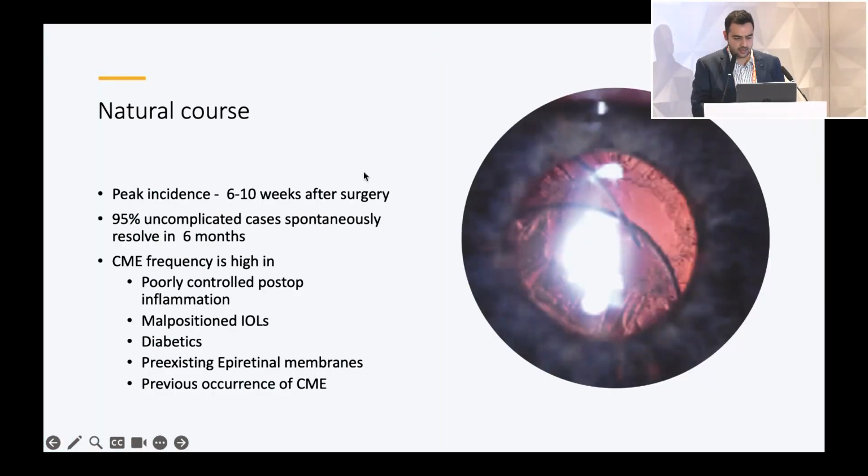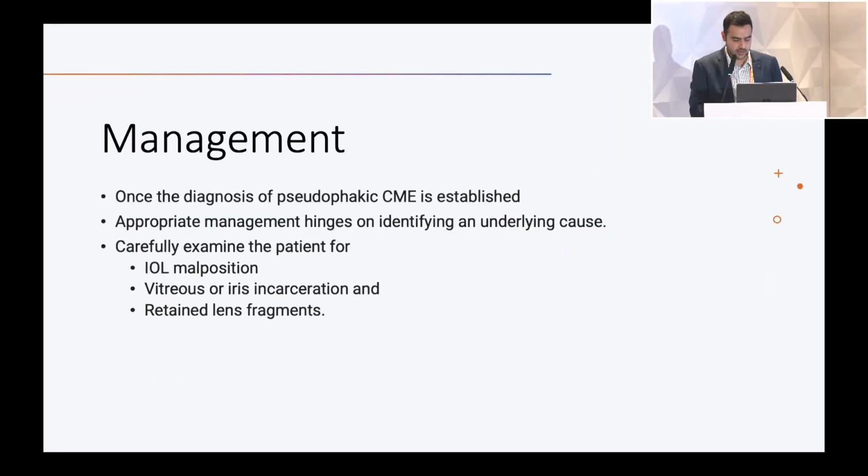So what is the natural course? Usually the peak incidence is 6 to 10 weeks after the surgery. 95% of the uncomplicated cases usually spontaneously resolve in 6 months. And the frequency is higher in poorly controlled post-op inflammation, in cases where there are malpositioned IOLs, diabetics, and again, as we've already talked about, all the risk factors which are present. So how do we manage this case?